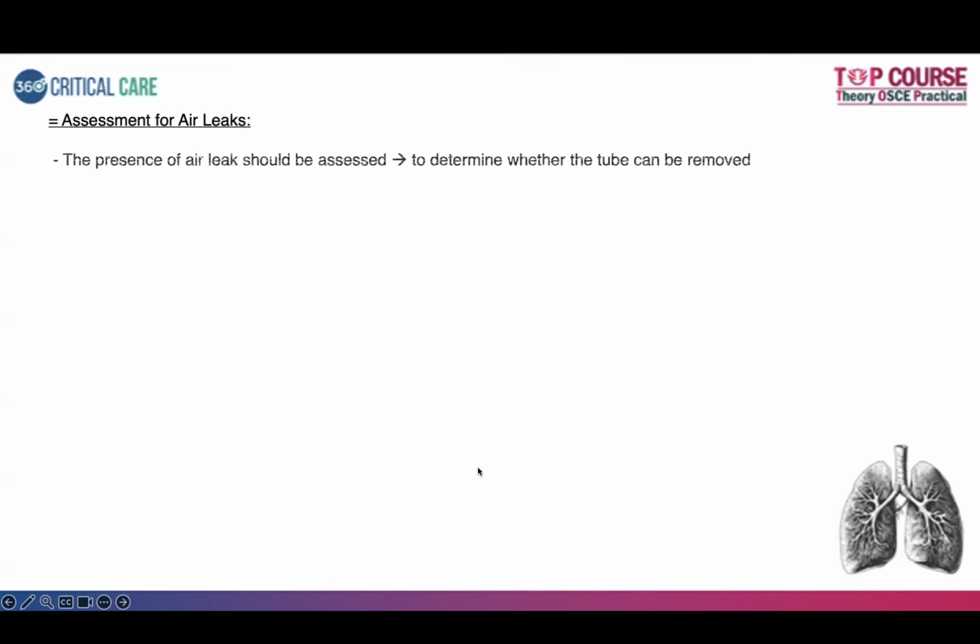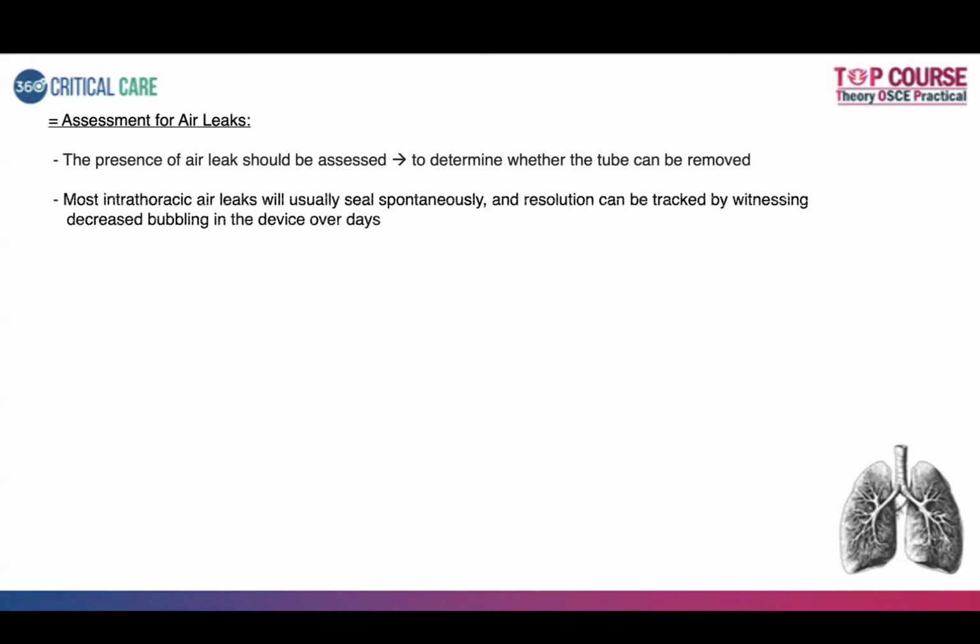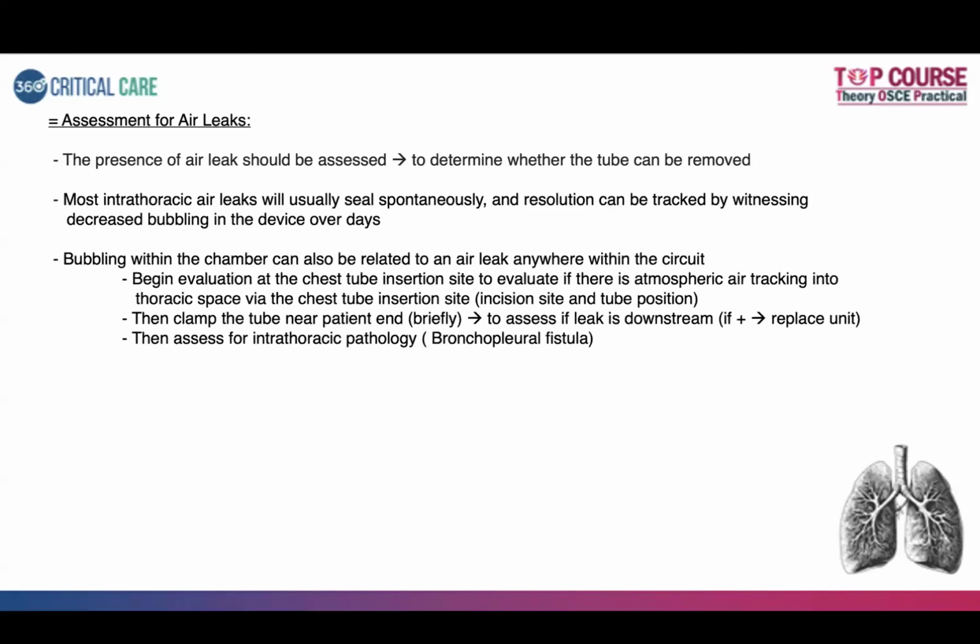Then assessment for air leaks. The presence of an air leak should be assessed to determine whether the tube can be removed. Most intrathoracic air leaks will usually seal spontaneously, and resolution can be tracked by witnessing decreased bubbling in the device over days. Bubbling within the chamber can be related to an air leak anywhere within the circuit.